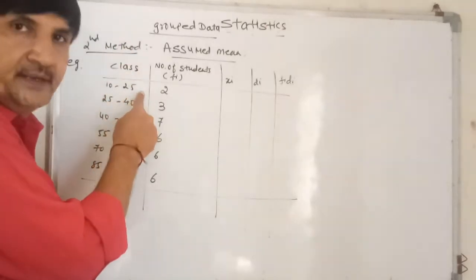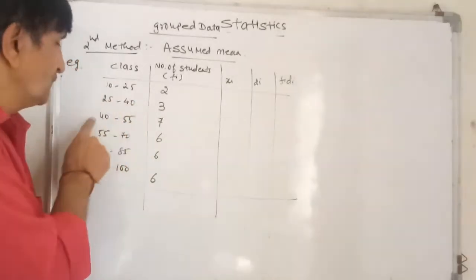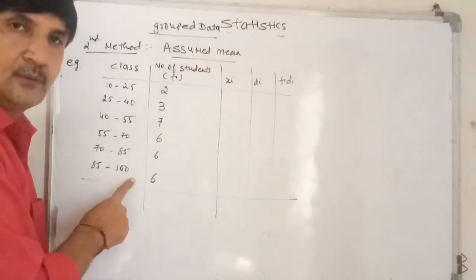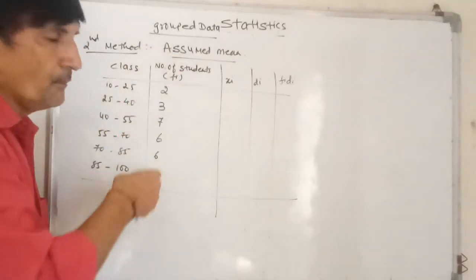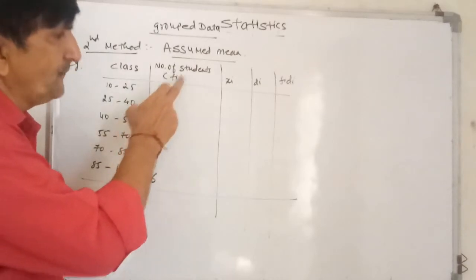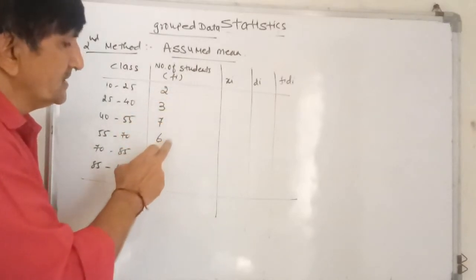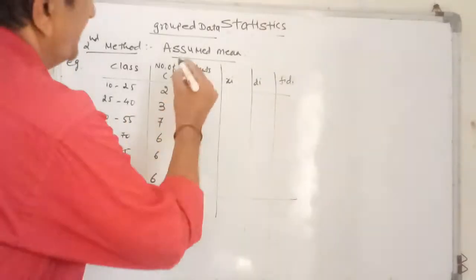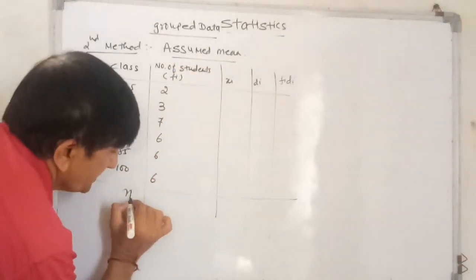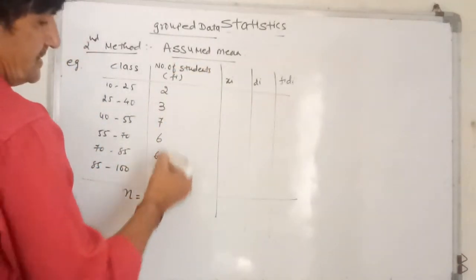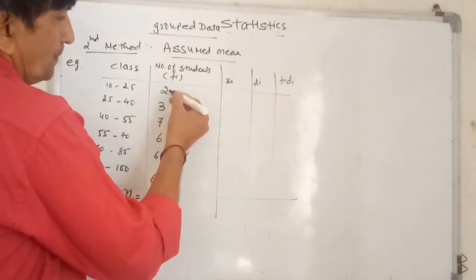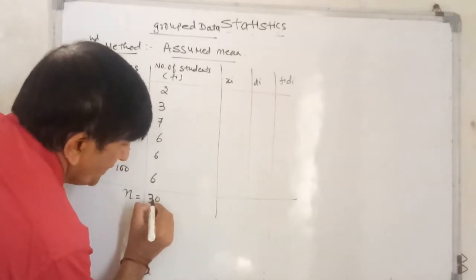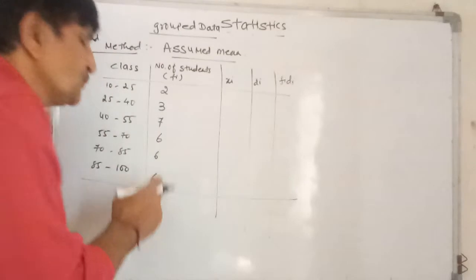Suppose the classes are 10 to 25, 25 to 40, 40 to 55, 55 to 70, 70 to 85, 85 to 100, and these are the number of students given, fi: 2, 3, 7, 6, 6, 6. As per our method, the sum of these is considered as n. So 6 plus 3 is 18, 18 plus 2 is 20, plus 10 is 30. So the total number of observations is 30. That means the number of students is 30.